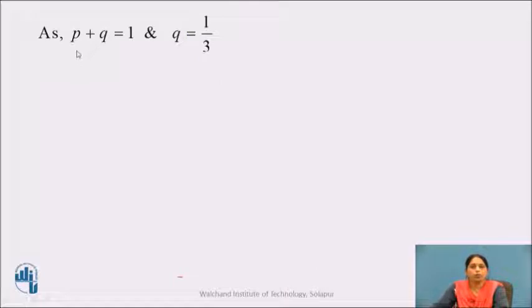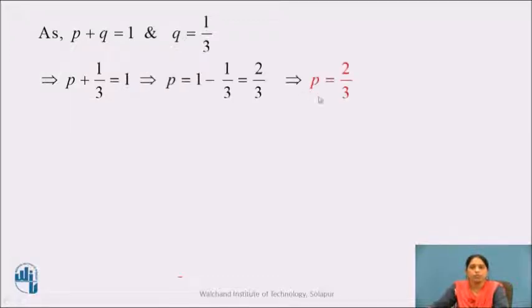For the binomial distribution, p plus q is equal to 1, and q is obtained as 1 by 3. So, substituting q in p plus q equals 1 gives us p plus 1 by 3 equals 1, which gives us p equals 2 upon 3.